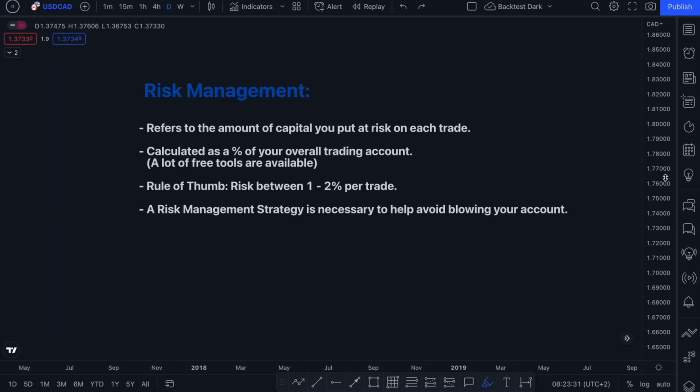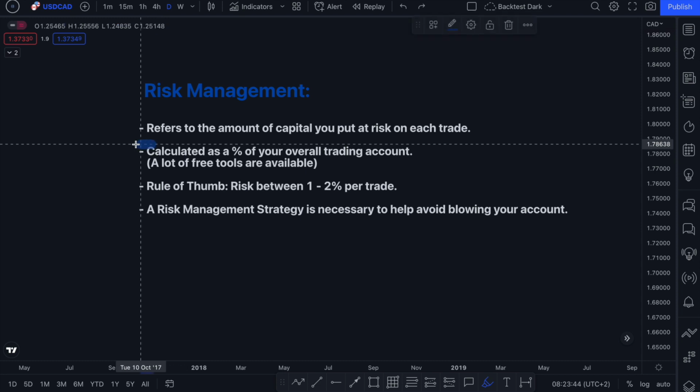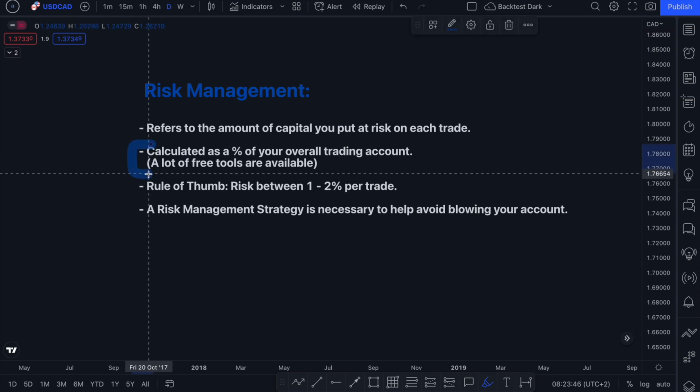All right. So what exactly is risk management? What exactly is a risk management strategy? Well, risk management refers to the amount of capital you put at risk on each trade. It is usually calculated as a percentage of your overall trading account.